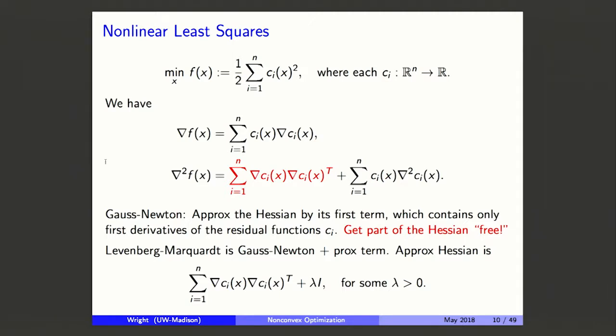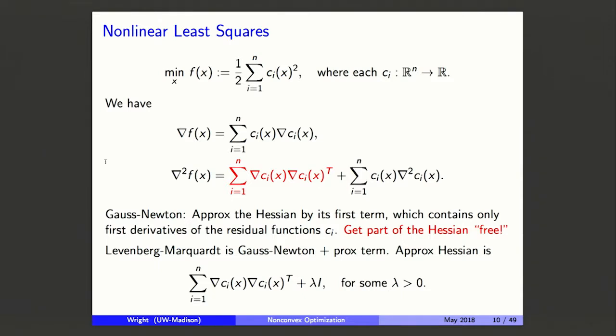So this is where the objective is a sum of squares of a bunch of nonlinear maps. And the interesting thing is that if you take first and second derivatives of this objective, the second derivative has this interesting structure where it decomposes into two sums. The first part just depends on the first derivatives of the individual residuals c_i. So if you compute the gradient of f, you have to compute the gradients of the c_i. But having computed the gradients of the c_i, you've got part of the Hessian for free.